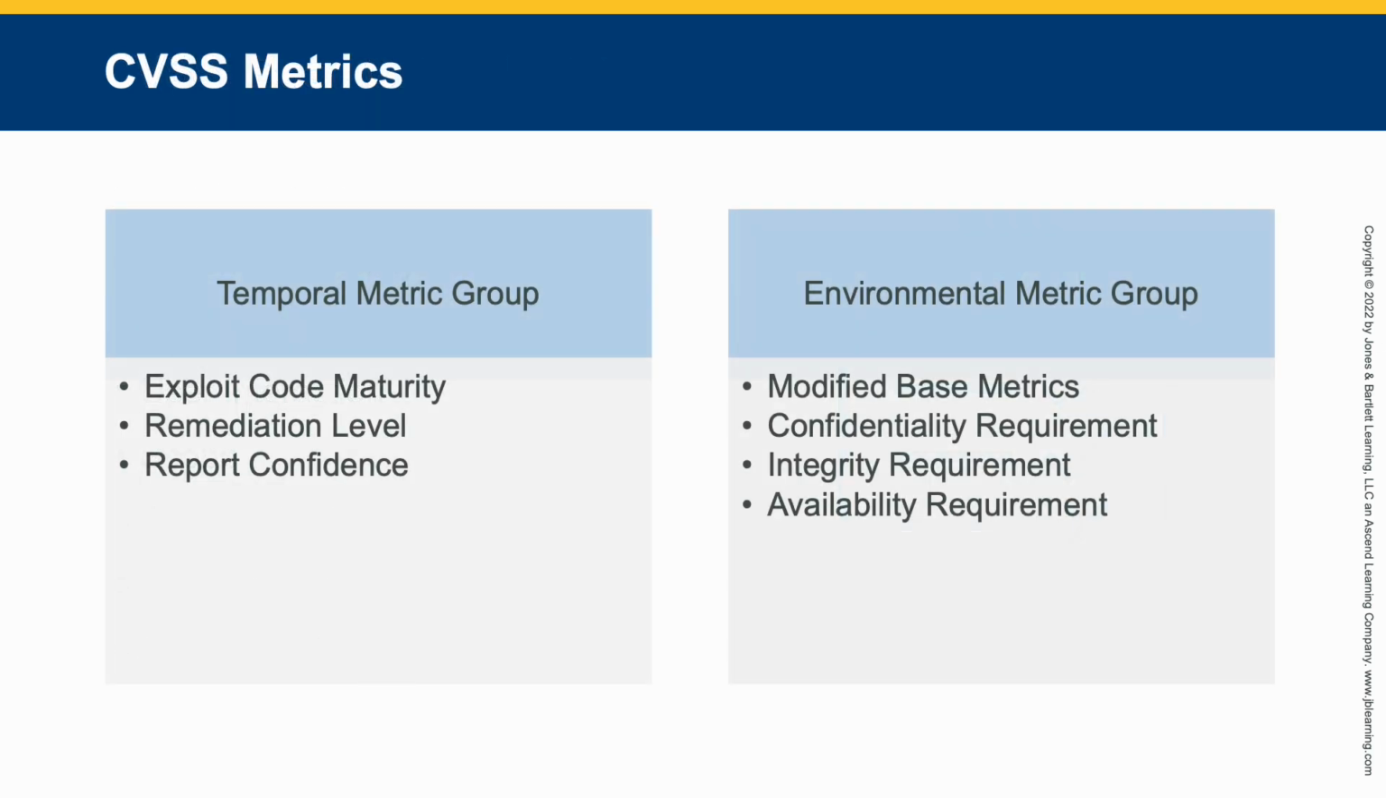The temporal metric group is exploit code maturity, remediation level, report confidence. Environmental metric group: modified base metrics, confidentiality requirement, integrity requirement, availability requirement. I would suggest you look at this for more of your reading, so this will allow you to understand this in more depth.